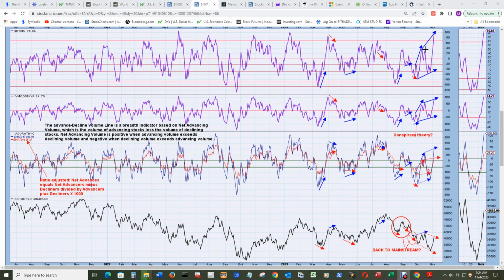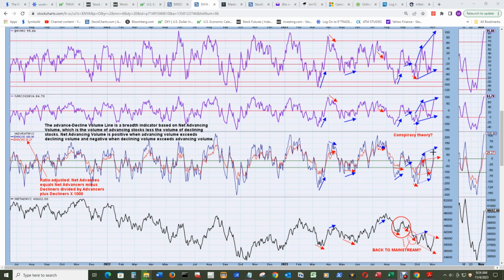Now we're looking at the top here, where the McClellan breadth oscillator for the NYA has really reached some extreme levels. That is extremely overbought, advancers over decliners. And the volume oscillator is just about the same as McClellan's breadth oscillator up here. So they're both the same.